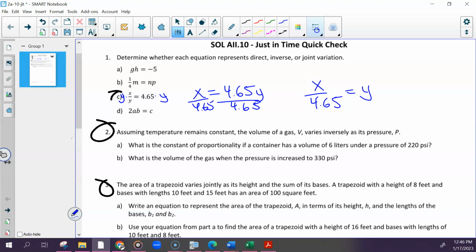If we knew what 4.65 was as a fraction, we could rewrite it as a fraction, and then that fraction would go in front of the x. And then just like our y equals kx, it would be in that format. You could also think about this like the x is not in your denominator, so it has to be direct. And there's not multiple variables, so it can't be jointly.